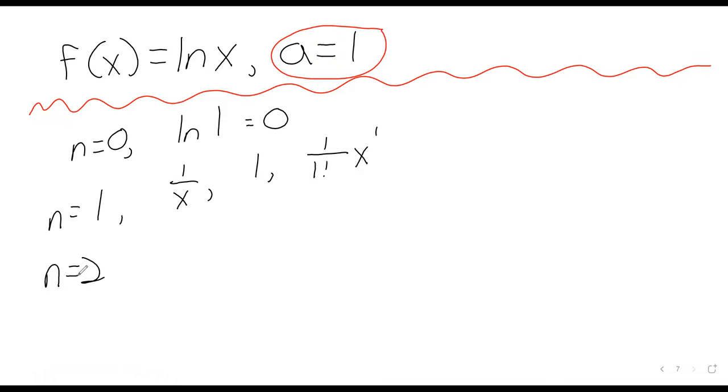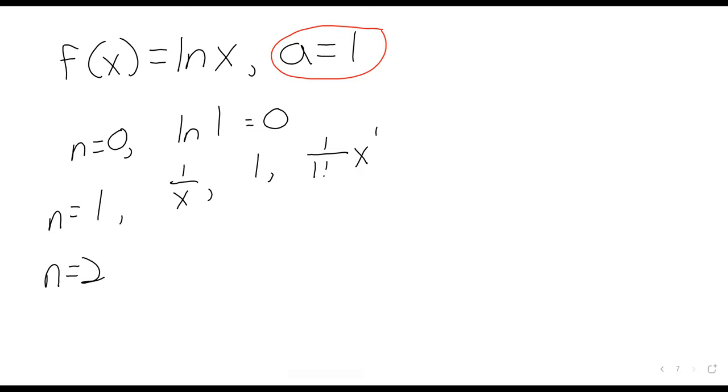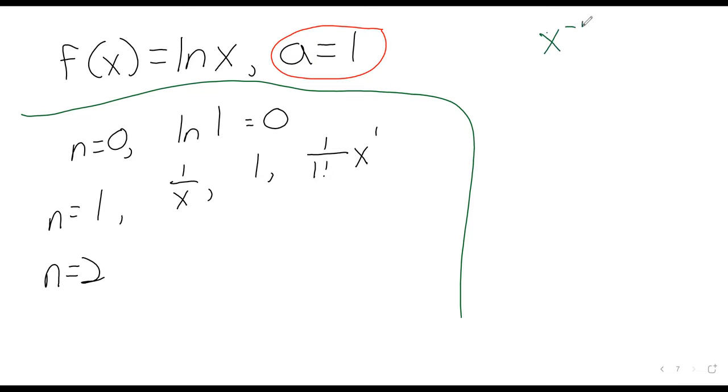n equals 2. Even though I've taught this course many years, I still have to think when I'm working with these. 1/x is x^-1. So we take the derivative of this, we get -x^-2, so -1/x^2. And we plug 1 into this and we get -1. So we're going to have -1/2 x^2.